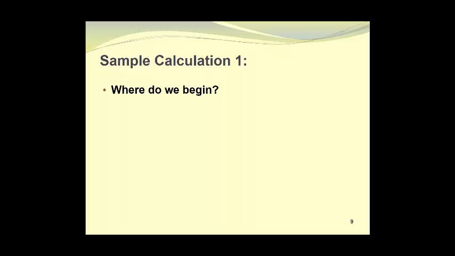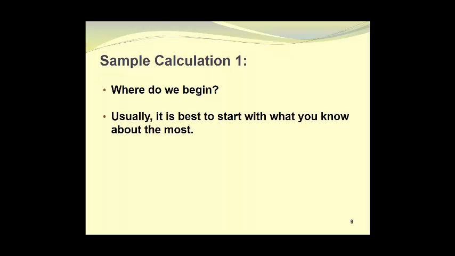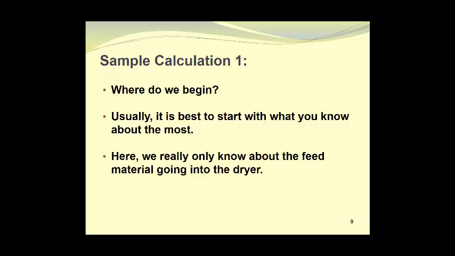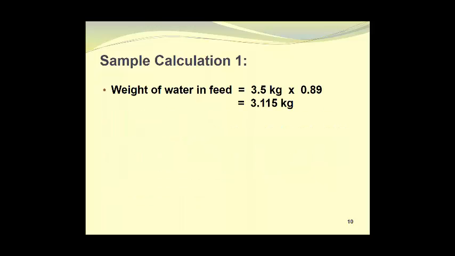So where do we begin? Usually it is best to start with what you know about the most. Here, we really only know about the feed material going into the dryer, so let's start there. The weight of the water in the feed material is 3.5 kilograms times 89% water as a decimal fraction, and this tells us that we have 3.115 kilograms of water in the feed material.